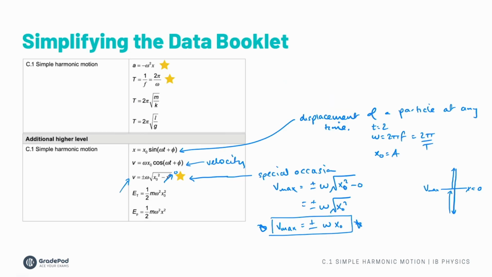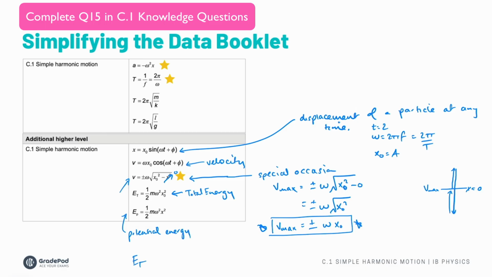If we go back to our data booklet here, this is the equation you want to use for total energy. And you can see we need to find out what omega is, and you need to know the amplitude. And this is the equation you would use for potential energy. Now, I'm going to ask you, what do you think the equation would be for kinetic energy? Well, total energy is equal to potential energy plus kinetic energy. Therefore, I'm going to go all the way up here.